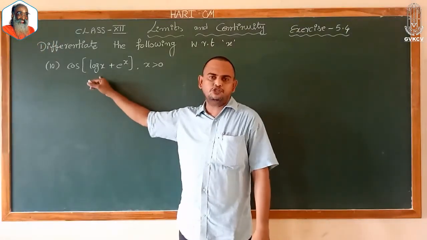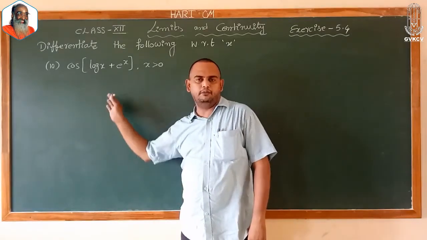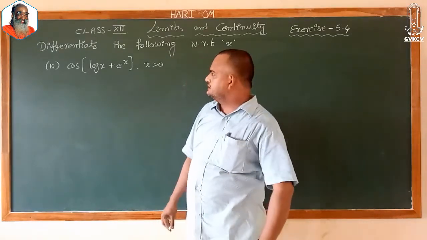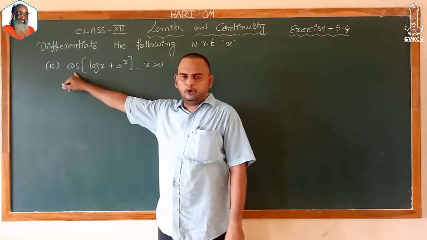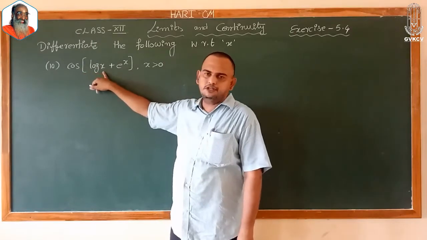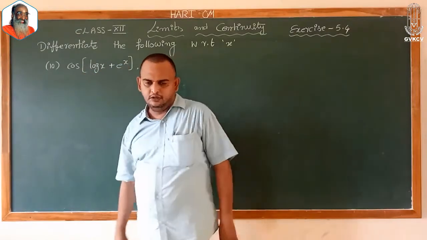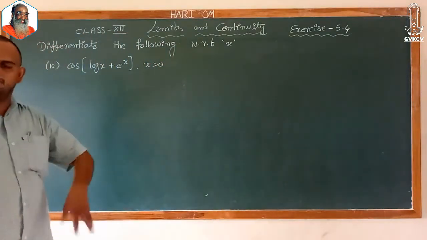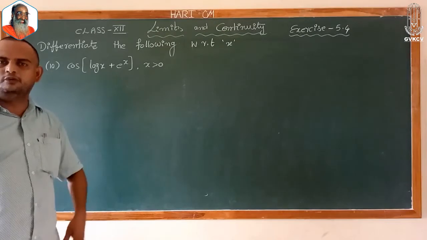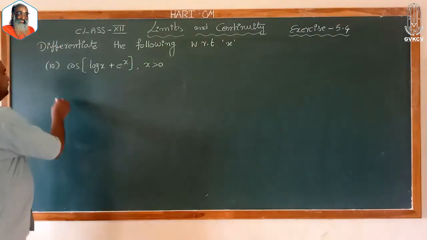Here we have the last problem from exercise number 5.4, that is problem number 10. It is another different problem here. In this also, we have a trigonometric function, a logarithmic function, and an exponential function. We have three different functions. Now, how to differentiate? As we know, the chain rule. Whenever we have a function in a function, definitely we need to go for the chain rule. Now, let us apply the chain rule.